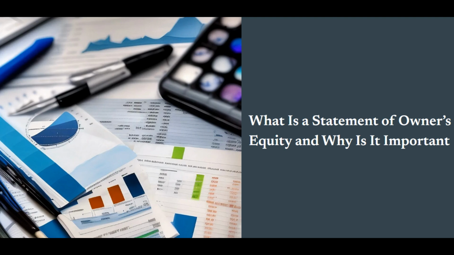Next up is the net income or loss for the period. This is where you see how well your business did financially. Did you make money or did you take a hit? And finally, we have withdrawals, which are the amounts taken out of the business for personal use. When you put all of this together, you calculate your ending equity, which is the amount of capital you have at the end of the period.